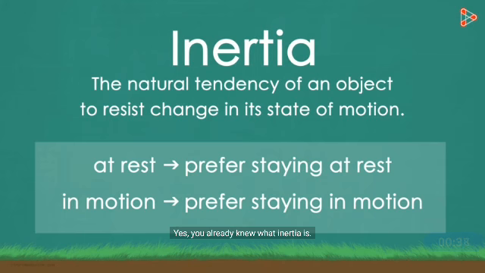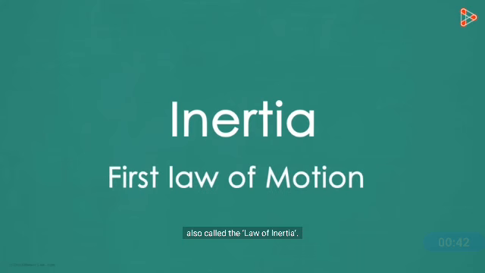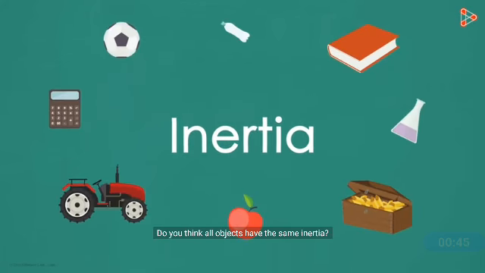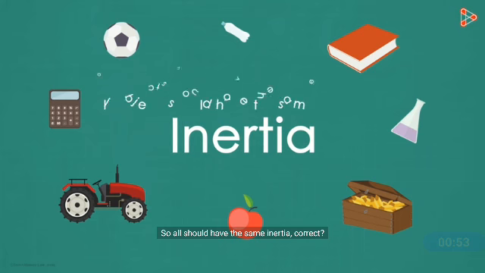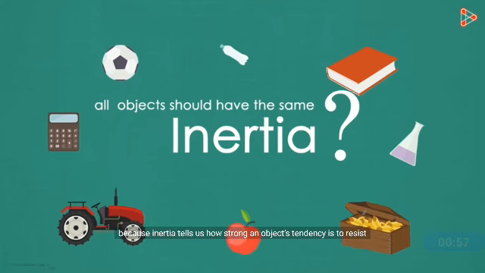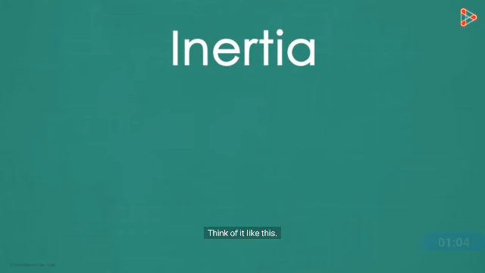Yes, you already knew what inertia is. And yes, Newton's first law of motion is also called the law of inertia. Do you think all objects have the same inertia? All objects resist changes to their state of motion, right? So all should have the same inertia, correct? Well, not really. Because inertia tells us how strong an object's tendency is to resist change in its state of motion. Think of it like this.